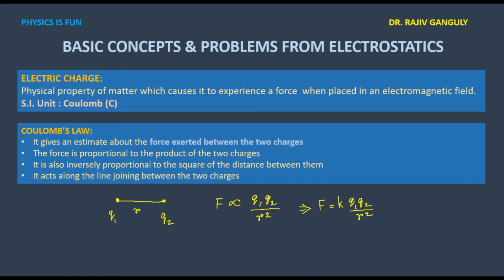And in the SI system, this k is denoted as 1 by 4 pi epsilon naught. We have to remember very carefully that we are working in the SI system, and this k is denoted as 1 by 4 pi epsilon naught. And this quantity epsilon naught is called the permittivity of free space.